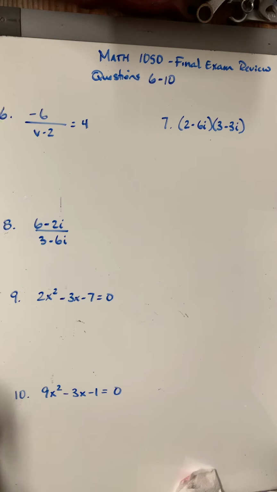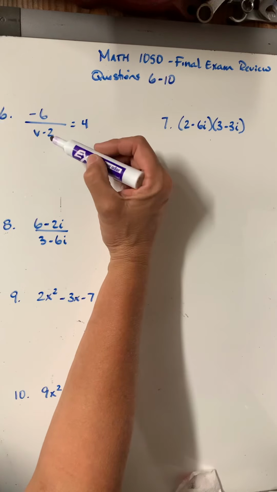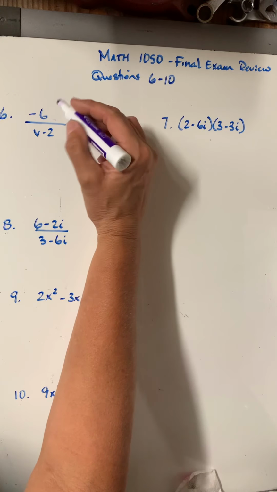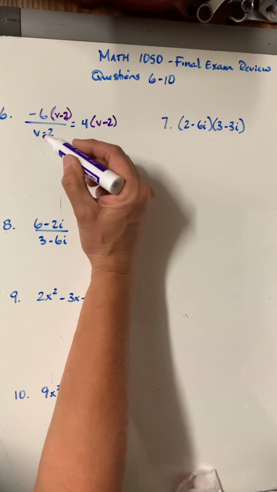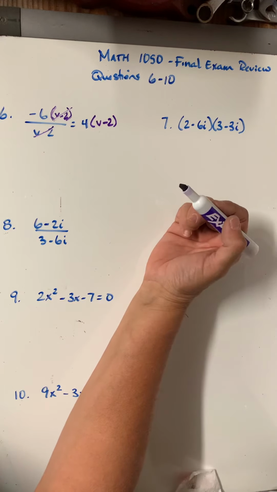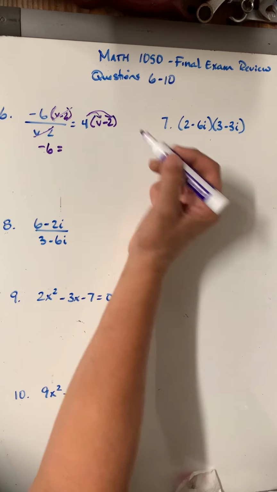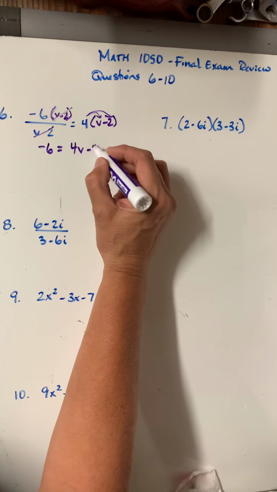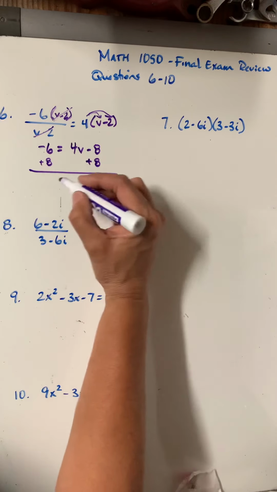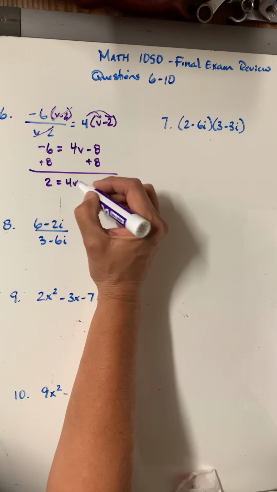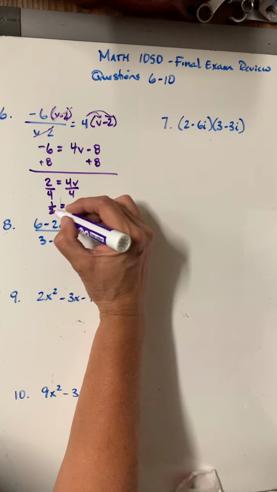All right, so question 6, we have this rational equation. If I have a fraction, what I would like to do is get rid of that fraction, and I can do that by multiplying both sides by this denominator, because now I can cancel that denominator and I get -6 equals, and I could distribute that 4. So I get 4v minus 8, and then I just solve like I would a regular equation. So I get 2 equals 4v divided by 4, so v is 1/2.